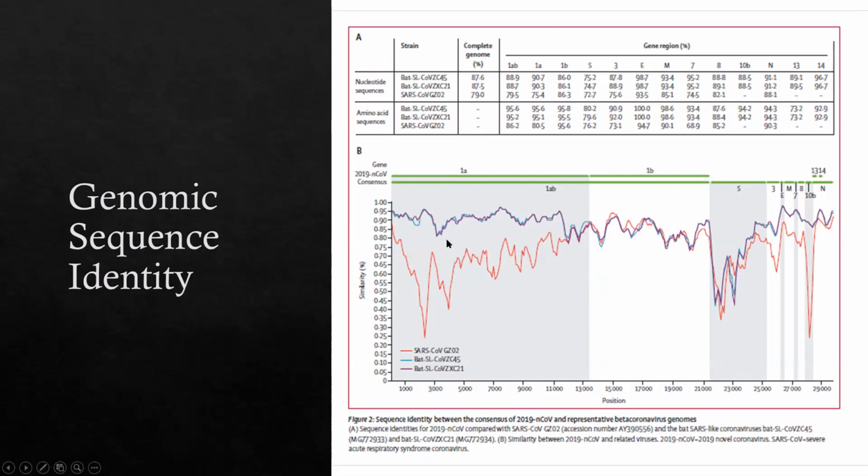But I think more striking down here is looking at the genes and then where the overlap is. So the purple and the blue are two different bat-derived coronaviruses that we've known about in the past. And you can see there is some overlap between gene 1AB, 1B, and then some here as well. But really they differ here in this region of these genomes.